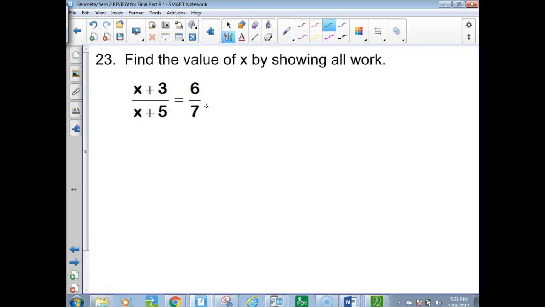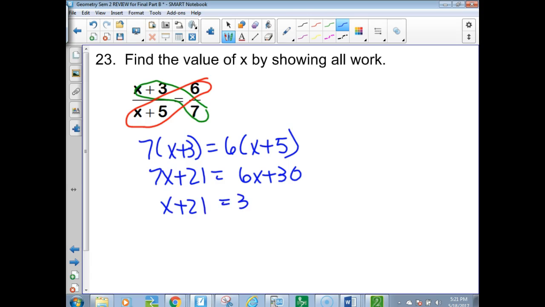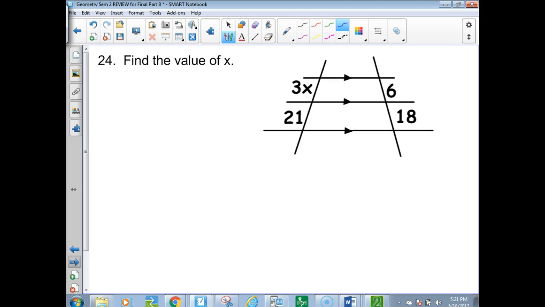Find the value of x by showing all work. We have a proportion and we know our cross products are equal. So we are going to multiply 7 times the x plus 3 equals 6 times the x plus 5. Distributing properly, 7x plus 21 equals 6x plus 30. Subtract 6x from both sides, giving you x plus 21 equals 30. Subtract 21 from both sides, and our answer is 9. 30 minus 21 is 9.